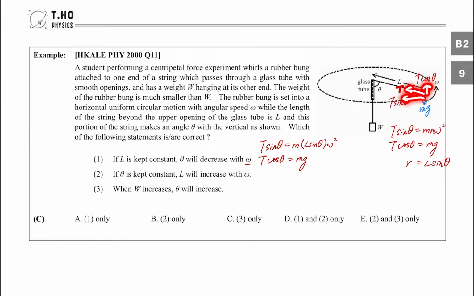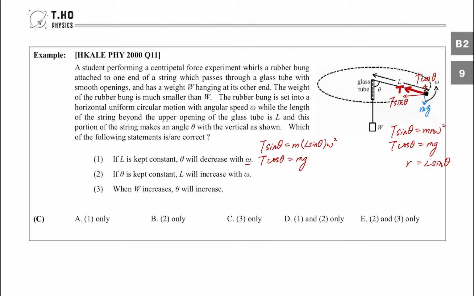So we have already resolved the tension into its vertical, upward component and horizontal component respectively. The upward component is balanced by mg, so T cosine theta equals mg. We can write down this equation. For the horizontal component, T sine theta, it provides the centripetal force, so we can write down T sine theta equals m r omega squared. One more thing is that the r, the radius of the circular path, that means this line. This line, the length is actually calculated by L sine theta. So we can write it like this.